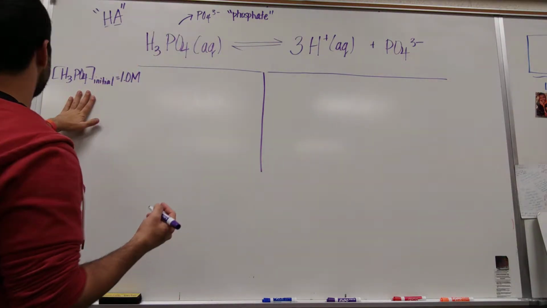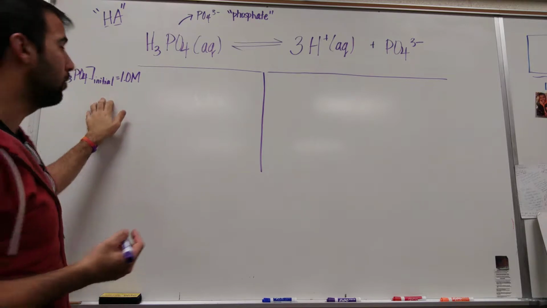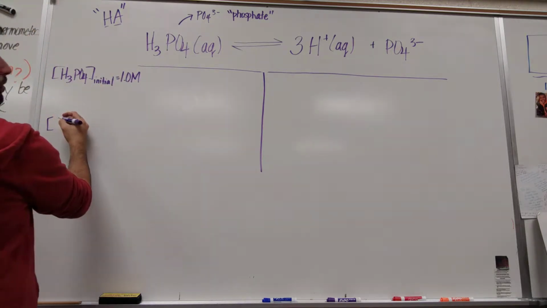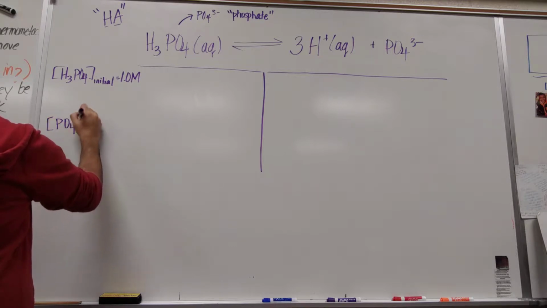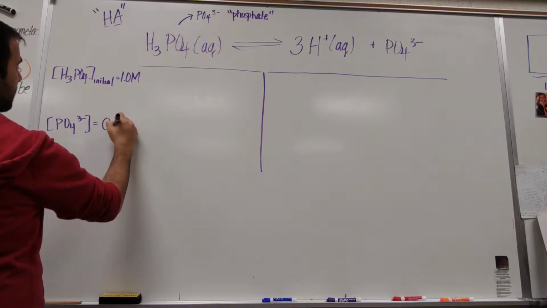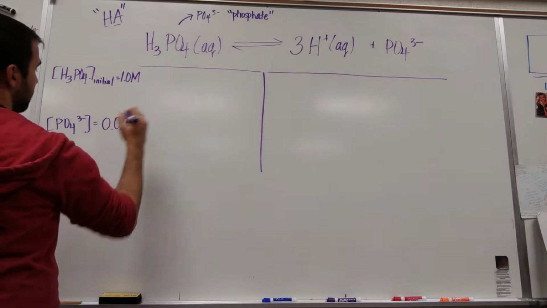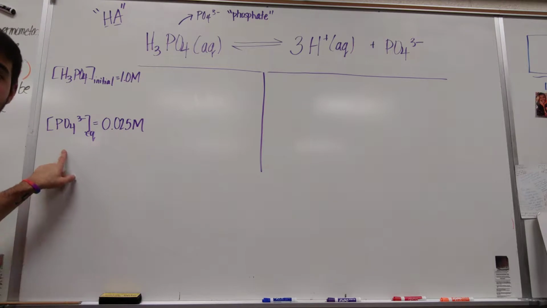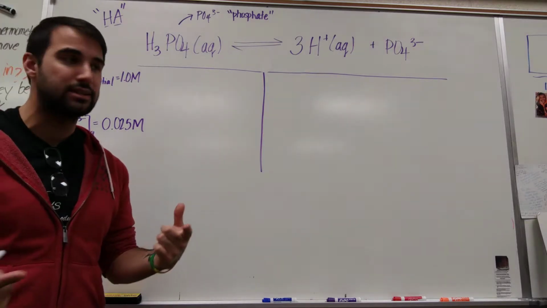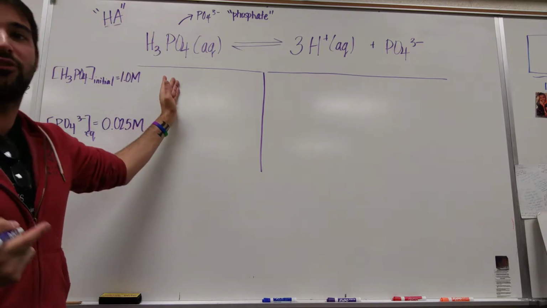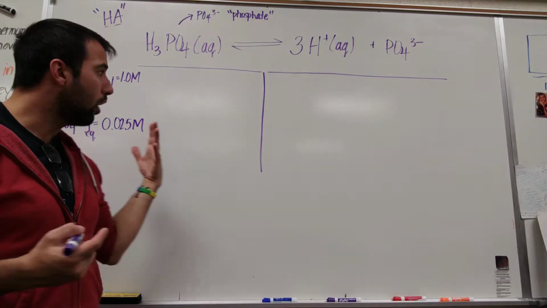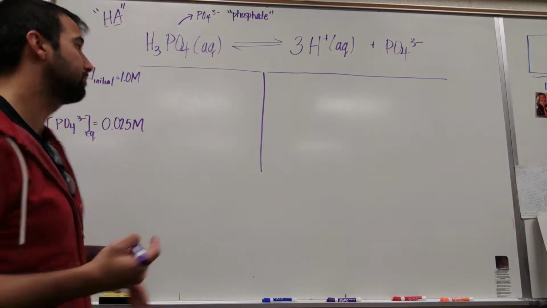So let's say I had an initial concentration of phosphoric acid of 1 molar, and then I tell you that at equilibrium, my concentration of phosphate was found to be 0.025 molar. And these are things I tell you. This is kind of like when we did BCA tables and I had how much stuff before, and then I was either trying to figure out how much stuff after, or I tell you how much stuff is after.